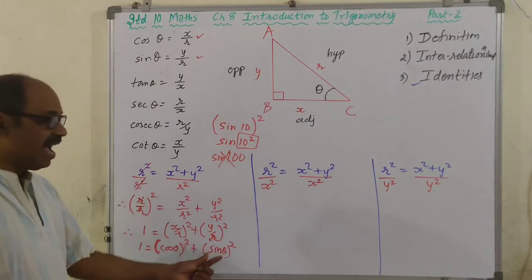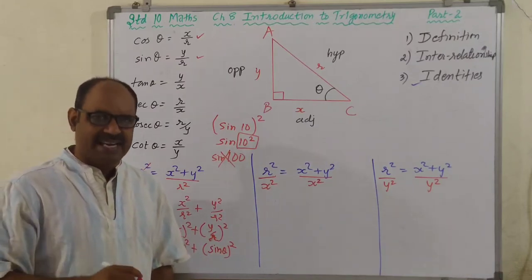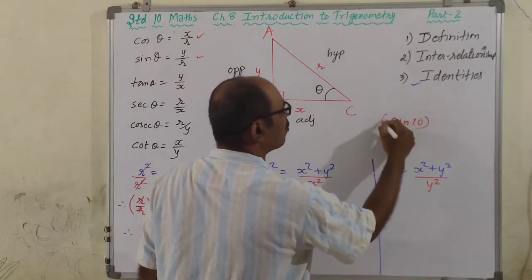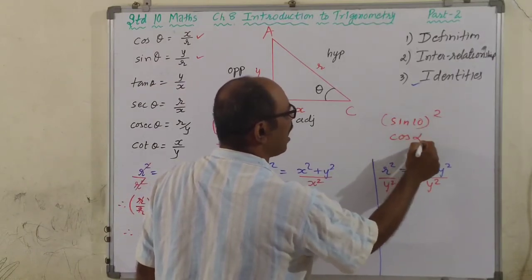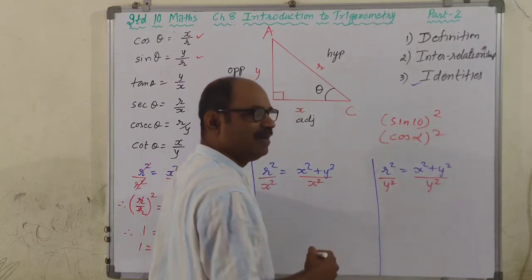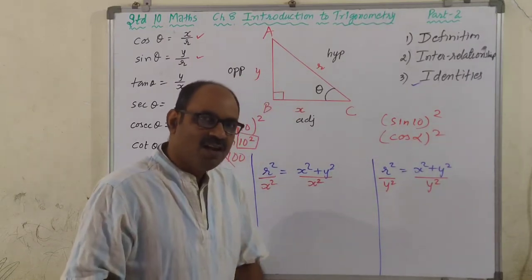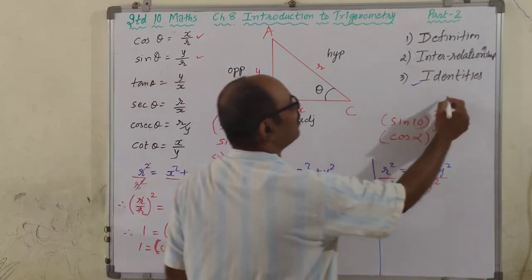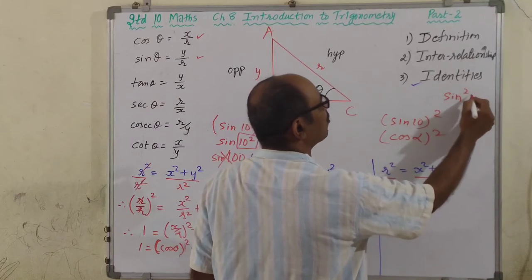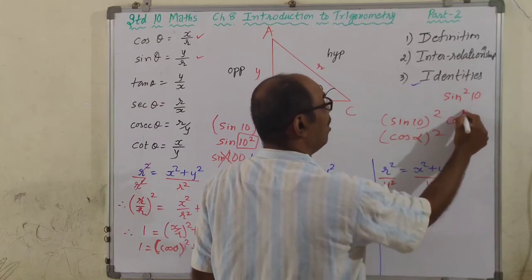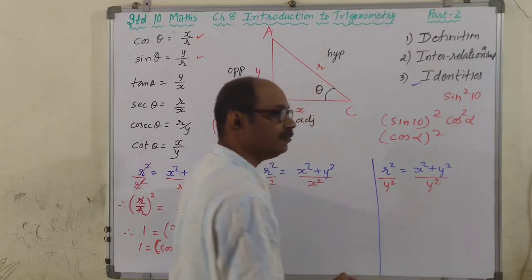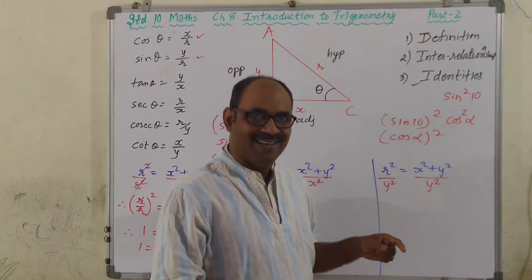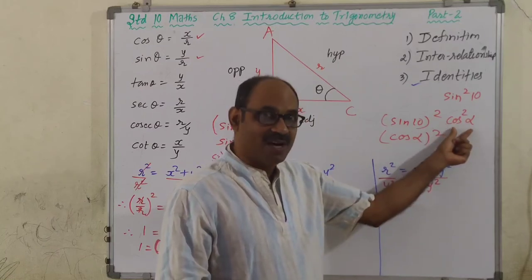But writing the bracket every time is very inconvenient. If you have to write sin 10 squared or cos alpha squared, the bracket is compulsory. So mathematicians found a way to avoid this. They wrote sin, then square, then 10. Cos, then square, then alpha. So the bracket is not needed. Do you understand? This is convenient to write.